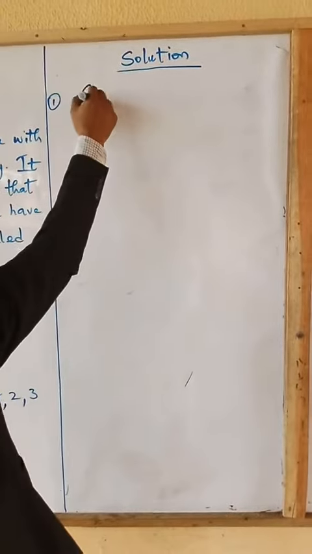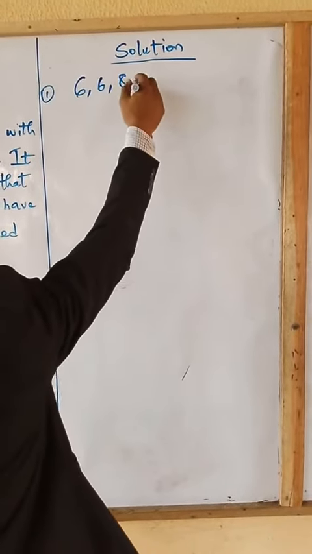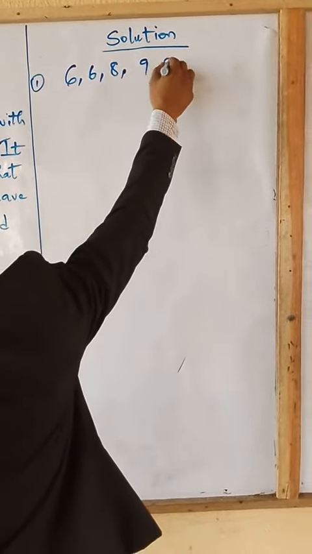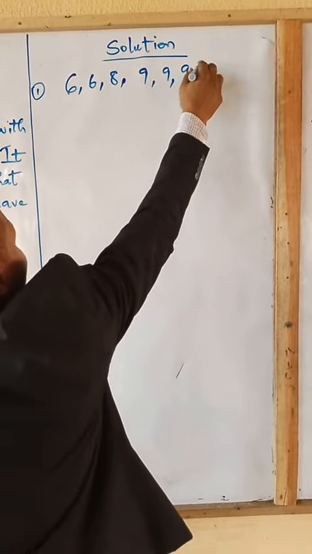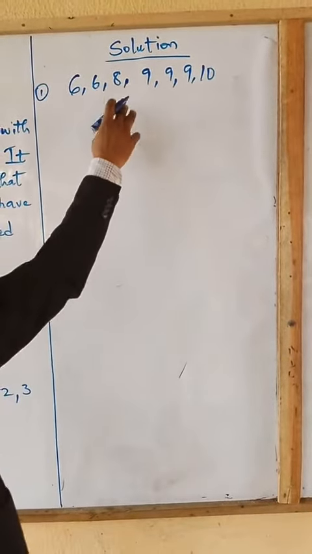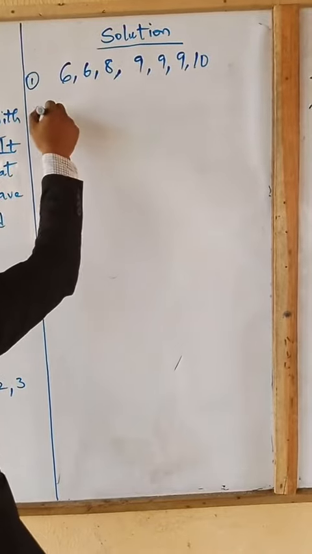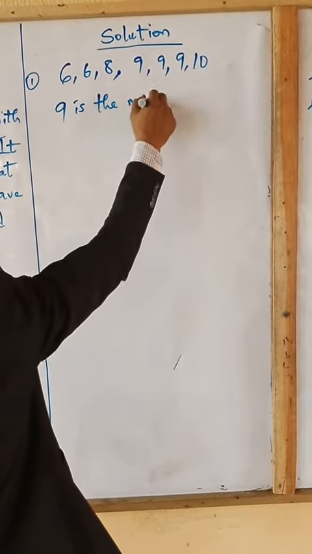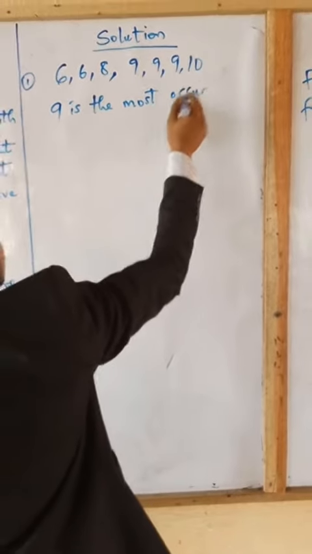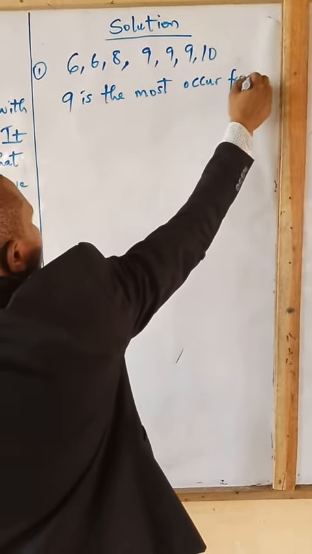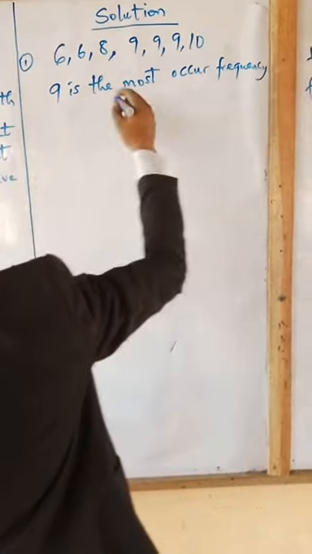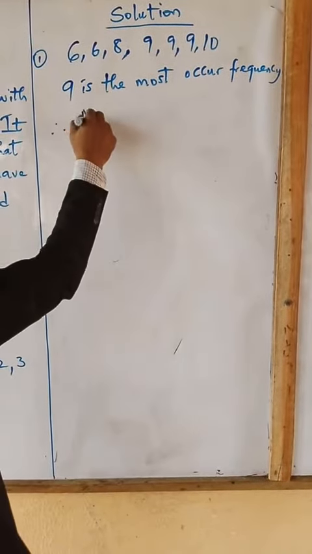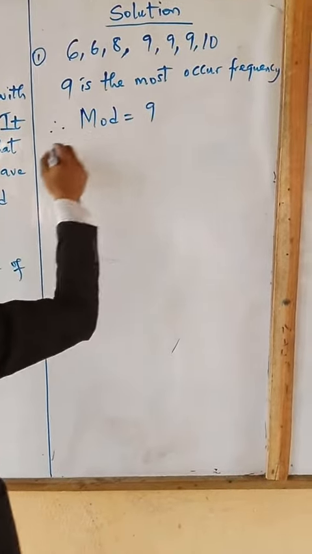Let's solve question 1. We have 6, 6, 8, 9, 9. We have another 9 here. And 10. Which number occurs most? 9 is the most occurring frequency. Therefore, mode is equal to 9.